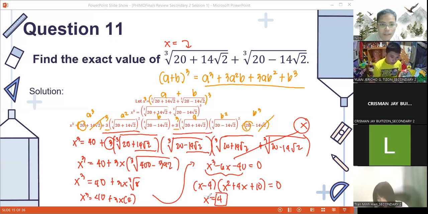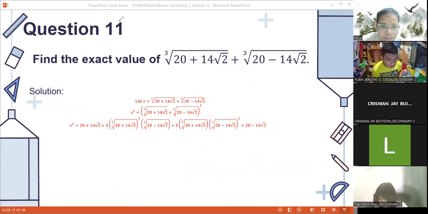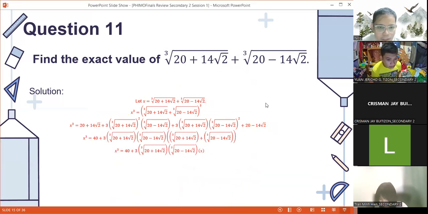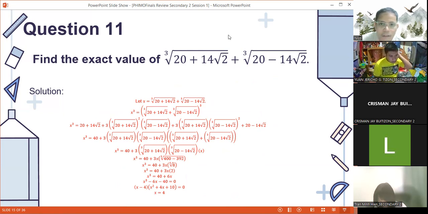It's a bit complicated, right? But you can follow it later. Okay, let's proceed with the next question, which is number 12. Let's look at the solution here. So it's still the same as my answer. It's x is equal to 4. Okay, let's proceed to the next question, which is number 12.